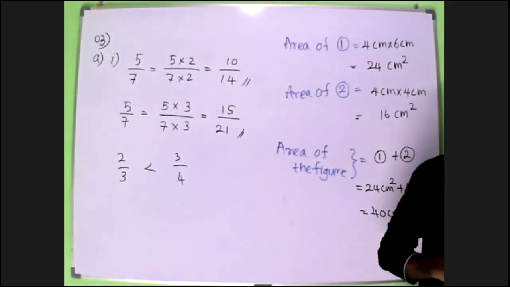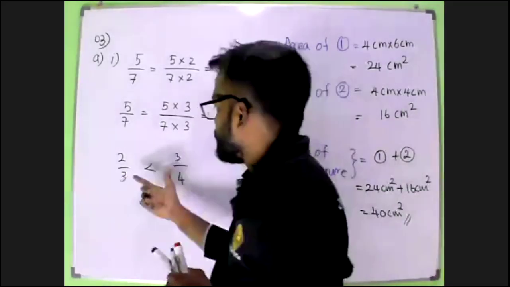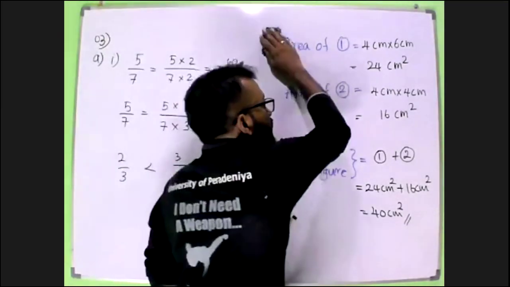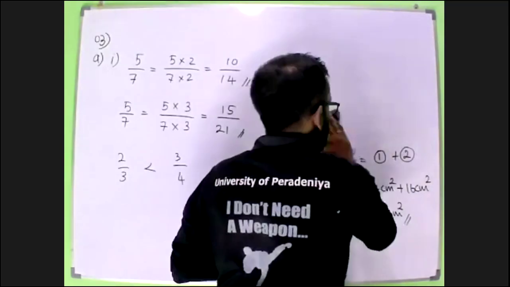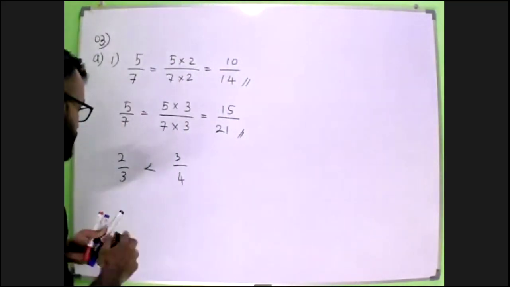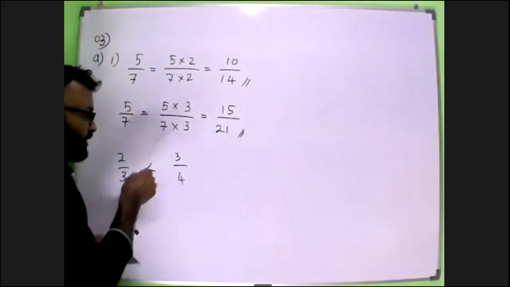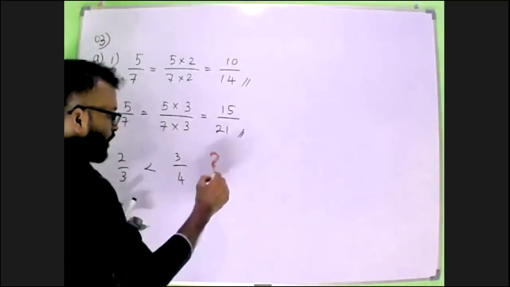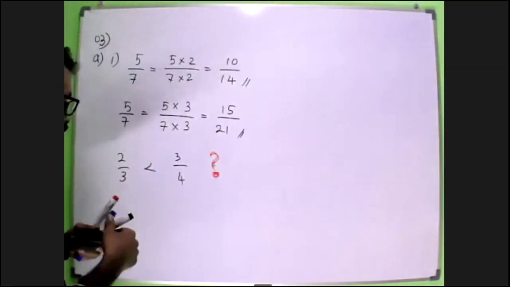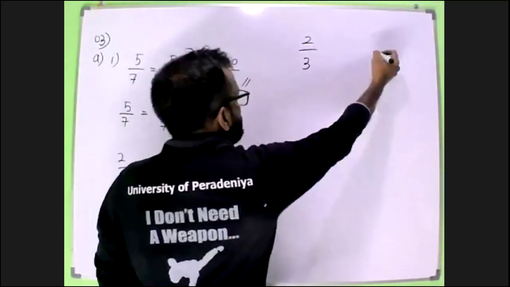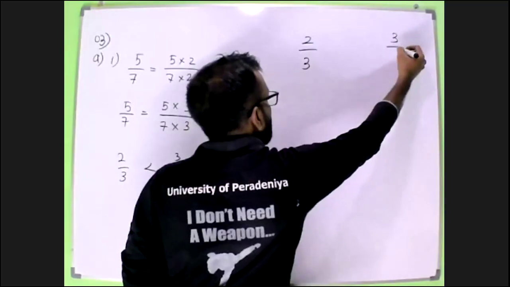So basically, we have to compare these two. Let's compare. I will take this side. We have to find whether Zenith is correct or wrong. It is a question mark. So now we are going to find it out. 2 upon 3, 3 upon 4.